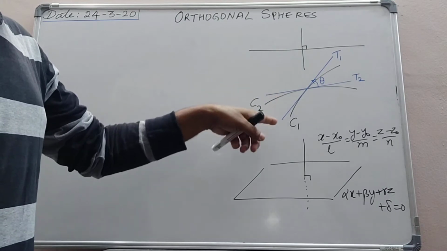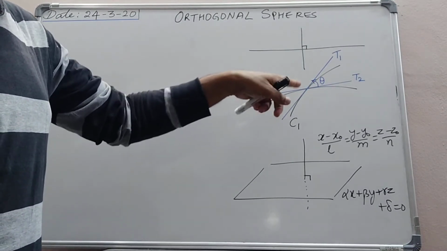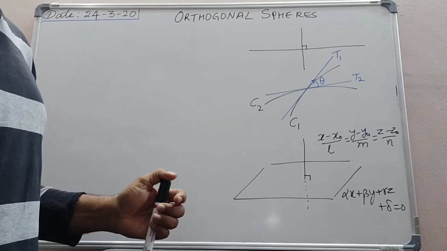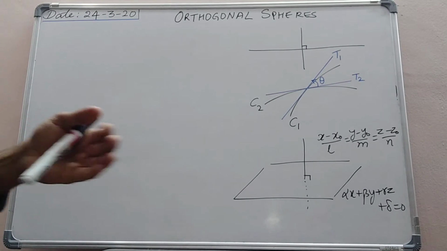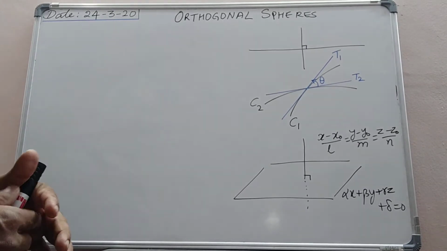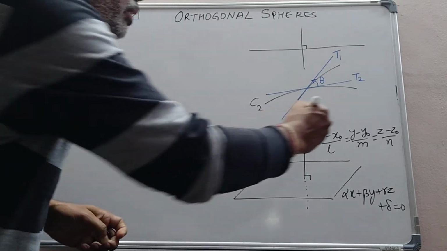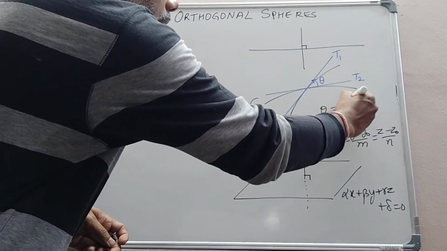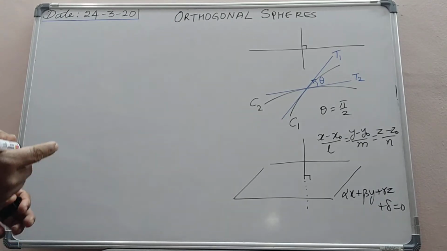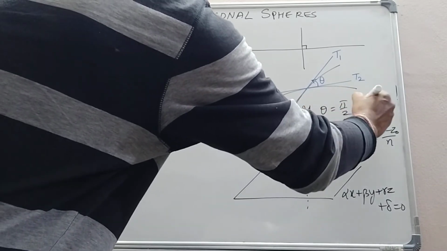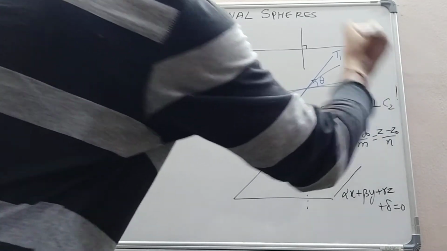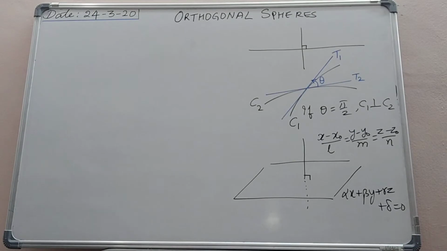So what we do is look at the tangent lines to the two curves and look at the angle between the tangent lines. So if theta is the angle between the tangent lines, we say that the curves make an angle theta. And if theta is equal to pi by 2, if the angle between the two curves is pi by 2, we say that C1 is perpendicular to C2. Alright. Now let us move to the situation of a curve and a surface.